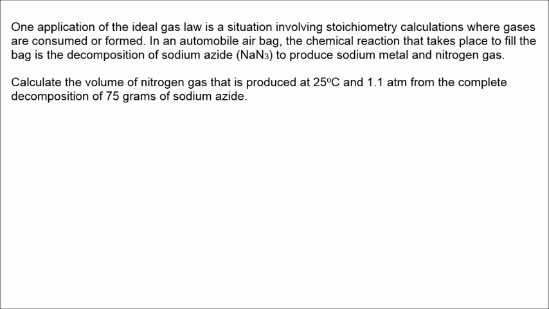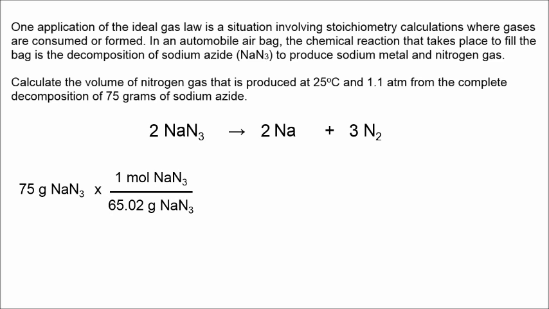One application of the ideal gas law is a situation involving stoichiometry calculations where gases are either consumed or formed. Here we have a gas that's being formed from a decomposition reaction. We start with sodium azide, which is NaN3, and it decomposes to give sodium and nitrogen gas. If we balance this equation, the coefficients are 2, 2, and 3. And if we start with 75 grams of sodium azide, we can convert from grams to moles.